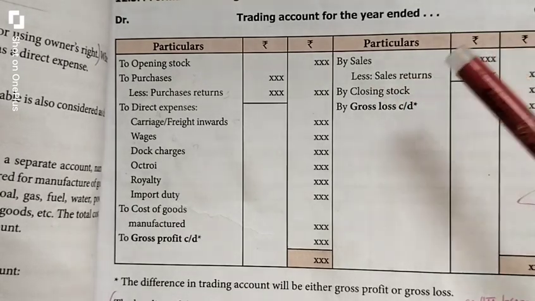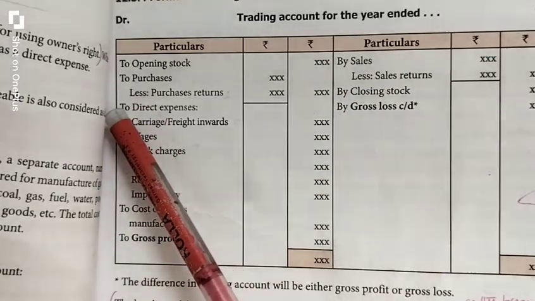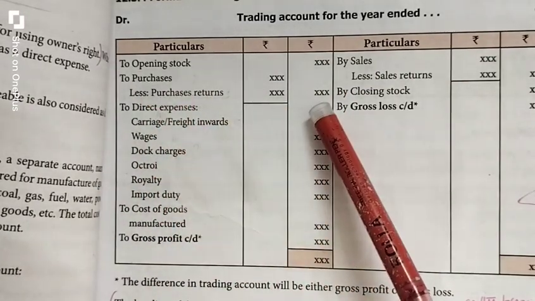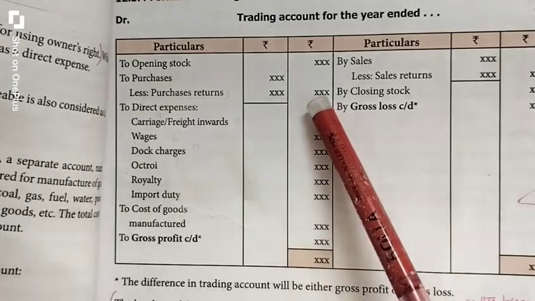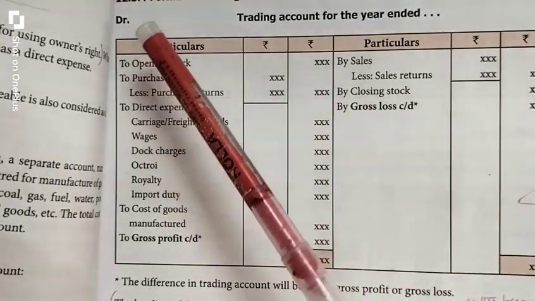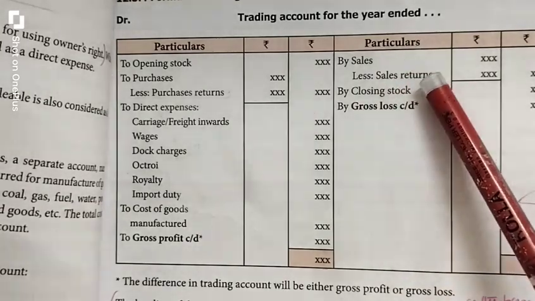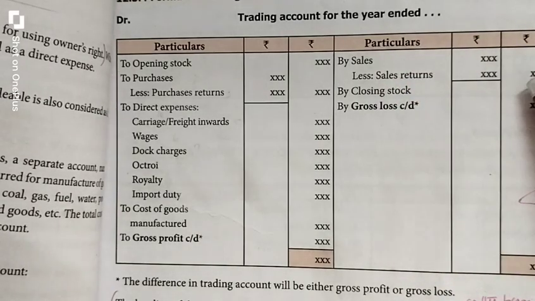Similarly, we subtract purchases return from purchases, and we get net purchases, which is to be entered on the debit side of the trading account. Similarly, we have to enter sales less sales return. The net sales is to be entered on the credit side of the trading account.